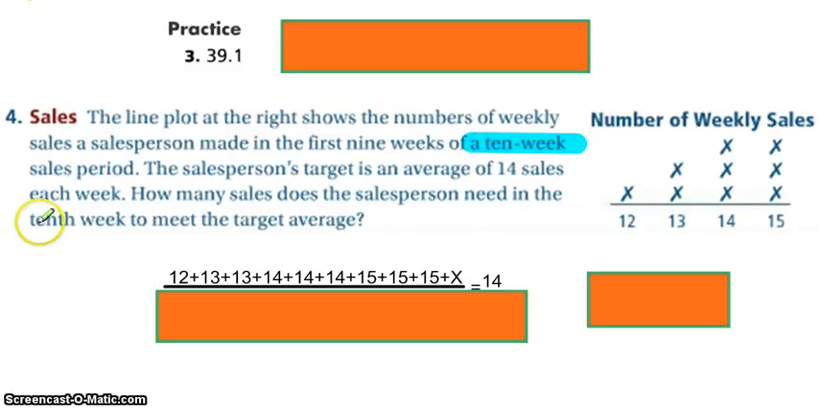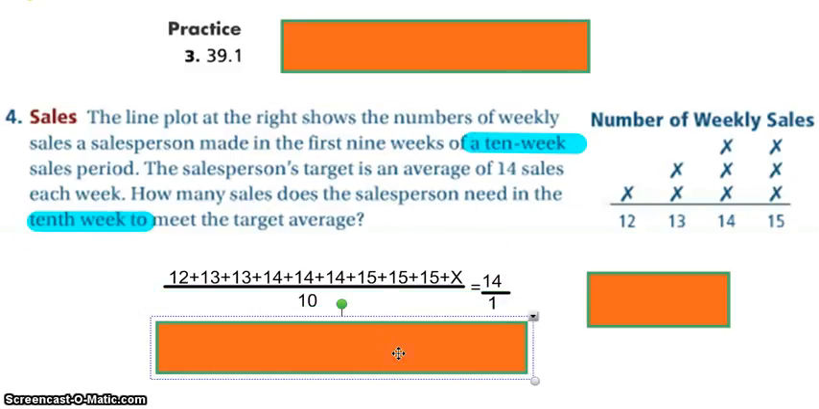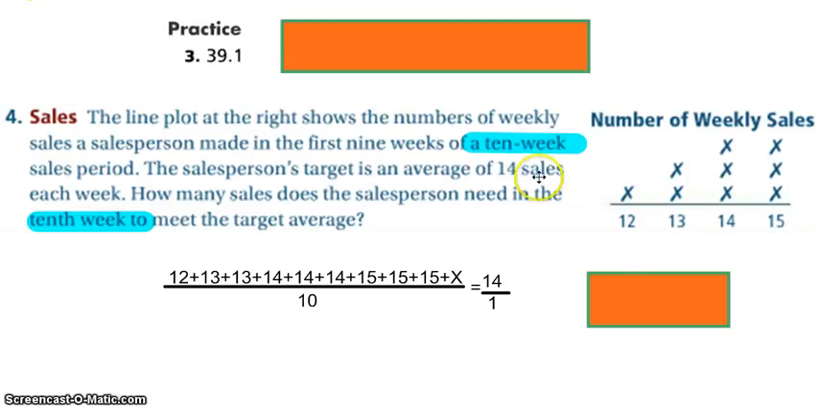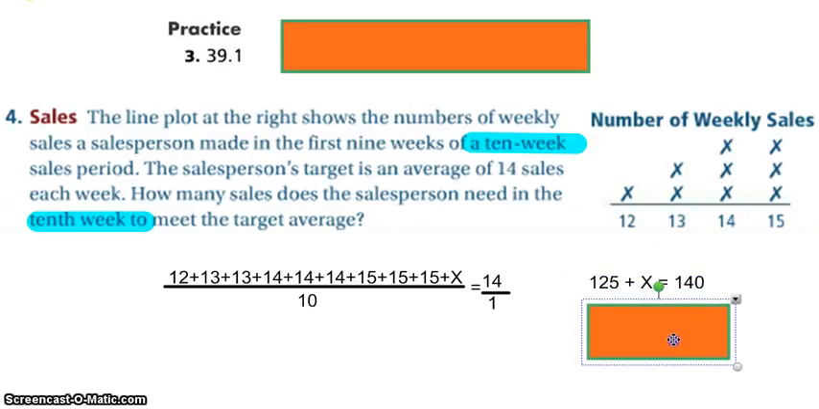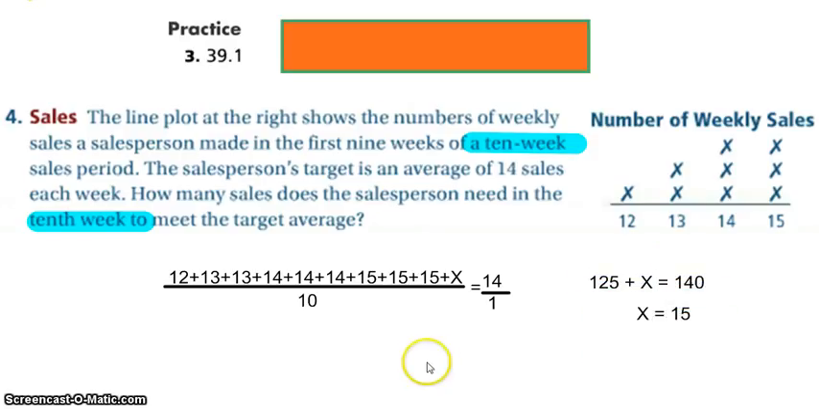How many sales does she need in the 10th week? There we go. So we know that there are 10 weeks, and she wants to average 14 sales. So there's our 14. We do the same math as before. We add all those up and set them equal to 140. We then subtract 125 from both sides and see that she would need 15 sales to average 14.